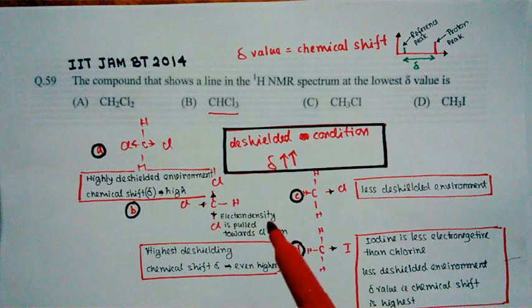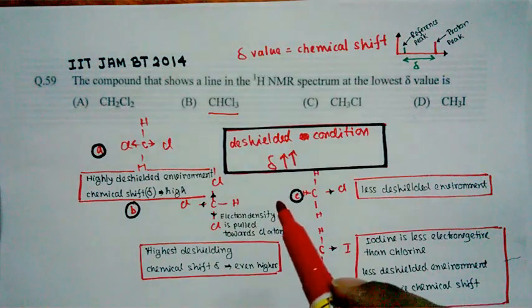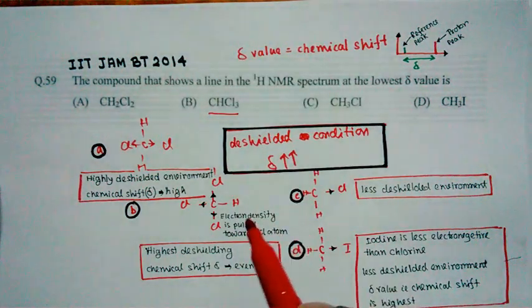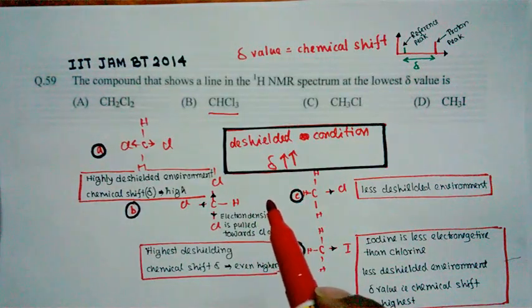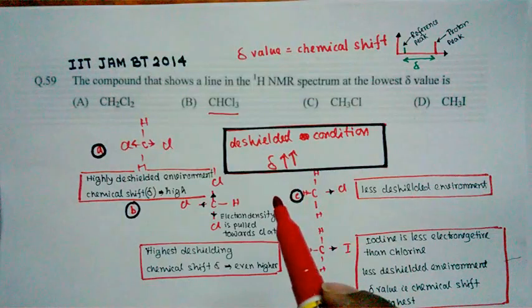So for solving this question, we just have to understand that the lesser the de-shielded condition, the lesser would be the delta value, that means the chemical shift, and the more the de-shielded condition, the more downfield would be the peak and the greater would be the chemical shift. Hope this helped you.